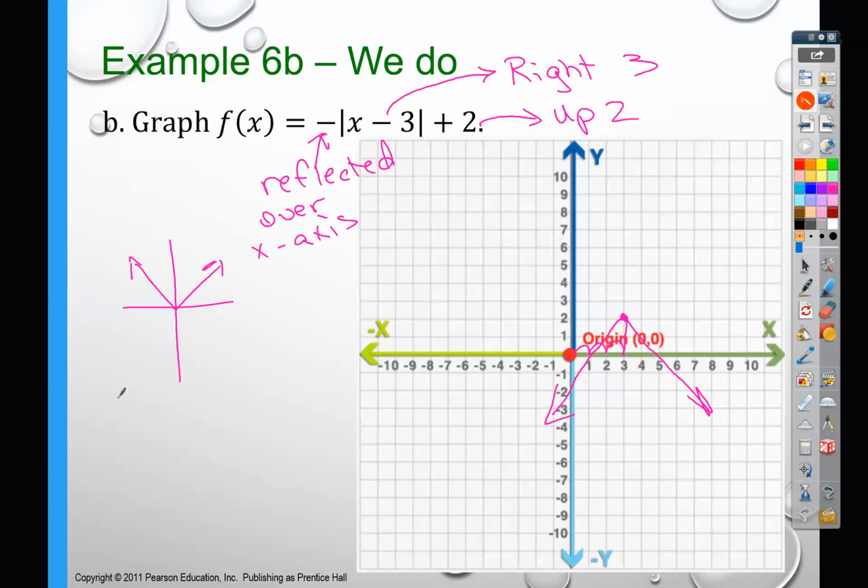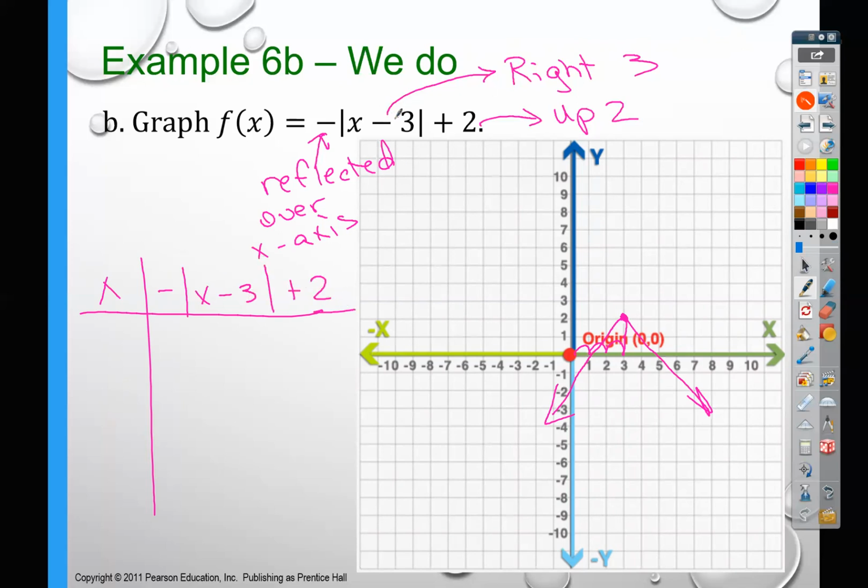Now, if you want to, just so you'll feel better about it, we can come up with points, okay? So I'm just gonna do 3. All right, we know that this is going to the right 3, right? So that's gonna be our middle number. Now I want numbers on either side. So I'm gonna say a 1 and a 5. All right, so if I have negative 1 minus 3, the absolute value of negative 1 minus 3 plus 2. All right, so this would be negative 4, so a positive 4, but you have that negative sign in front. That would be negative 2, right?